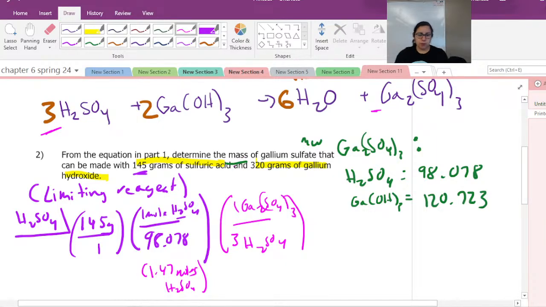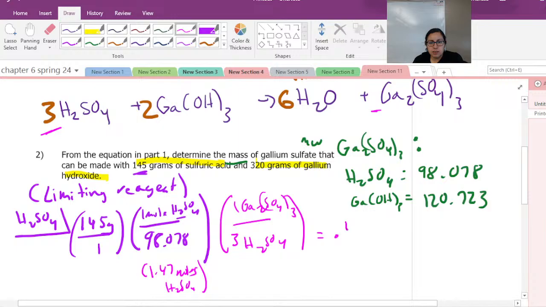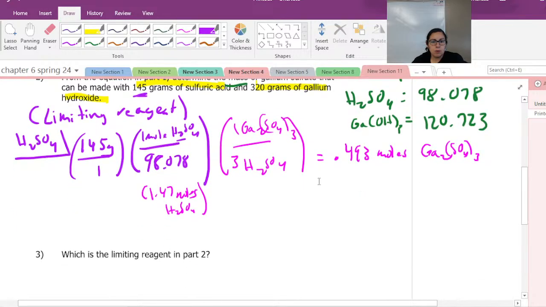It does ask for mass, but right now I'm not going to worry about that because we need to figure out which one even runs out first. So divided by 3. That means I can make 0.493 moles of our gallium sulfate product. Let's see if our other one is less or more.